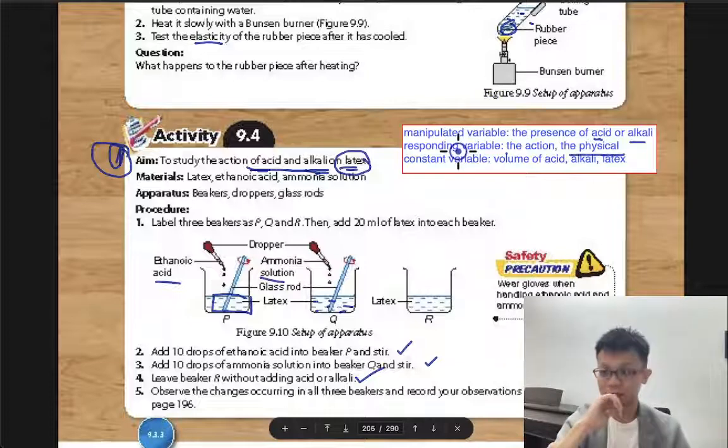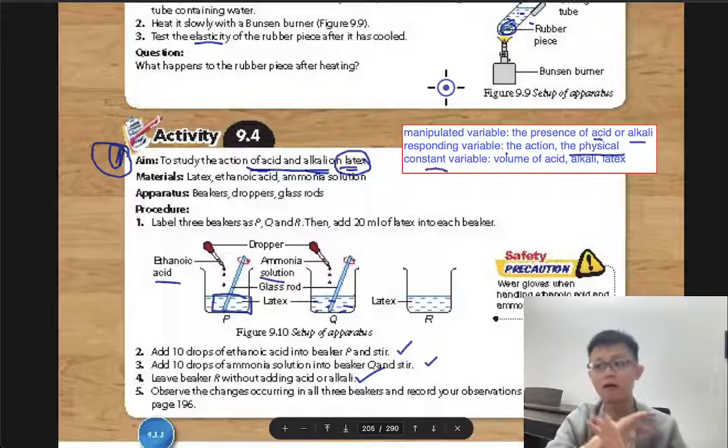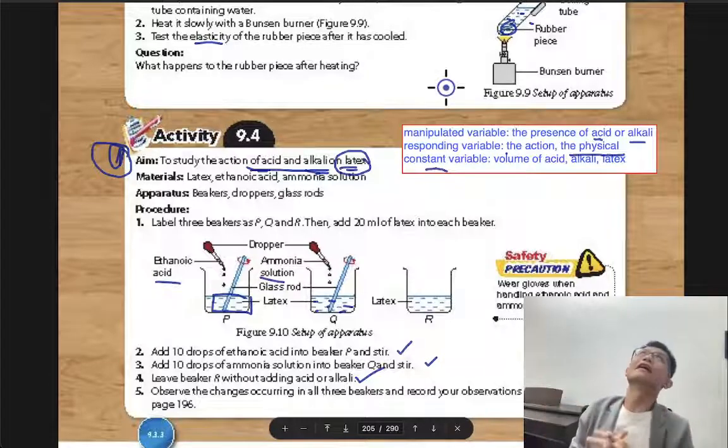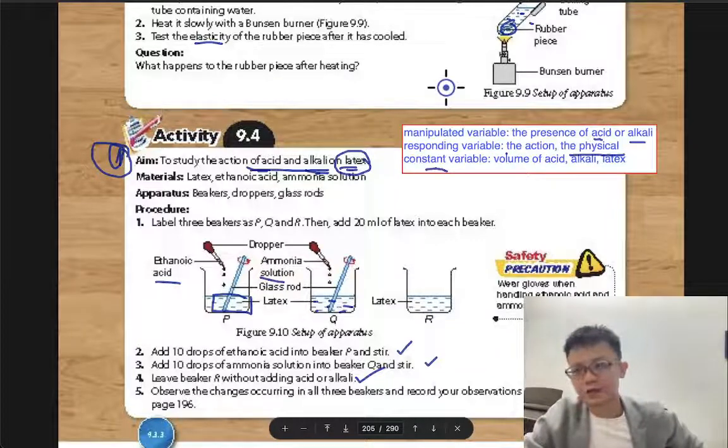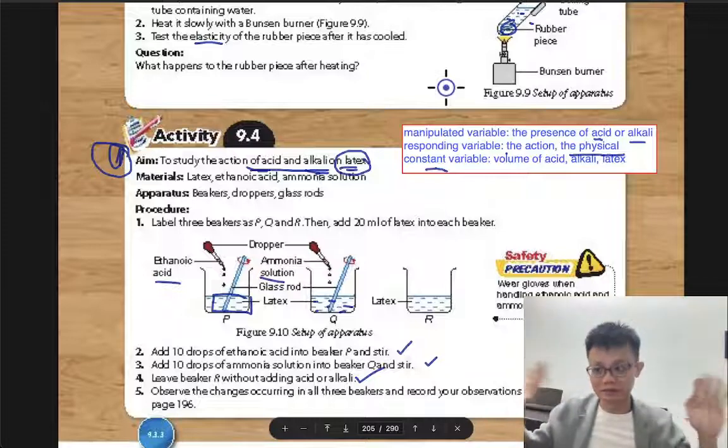So that will be the responding variable. The constant variable is the thing that you cannot change. I cannot think of any experiment that doesn't have a constant variable. All experiments have constant variables, because we want to eliminate the limiting factor. We don't want other things to disturb the experiment.